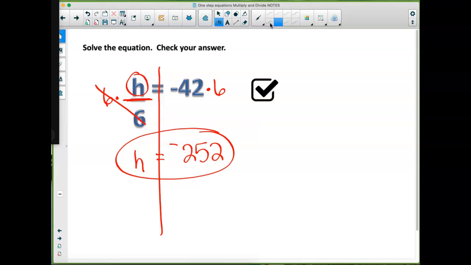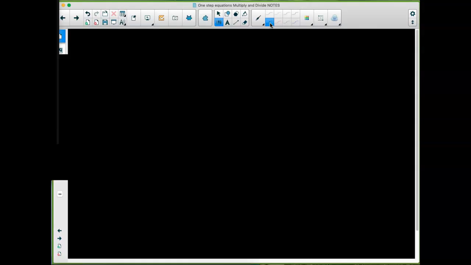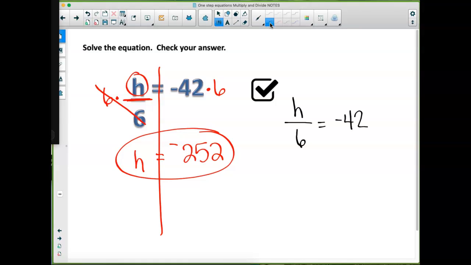Now remember, on your homework, the check is optional. It's extra credit. So h over 6 equals negative 42. I'm going to replace the h with negative 252. And I'm going to use my calculator to double check that. 252 divided by 6 is 42, and it's negative since there's one negative sign, so it works.